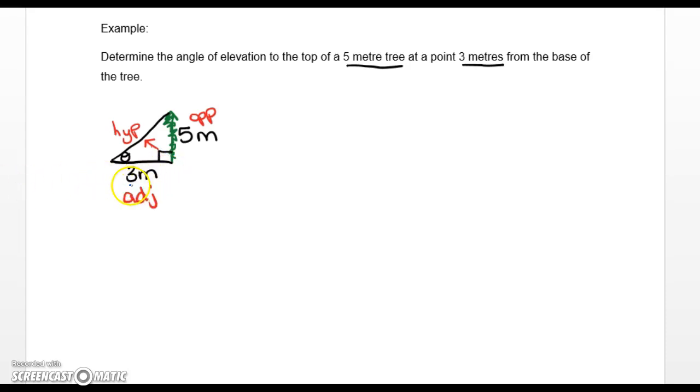Then I'm going to circle what I'm working with. So here I'm working with my adjacent. I'm working with my opposite. So we're using opposite and adjacent. So I want to look for the ratio that has an O and an A.